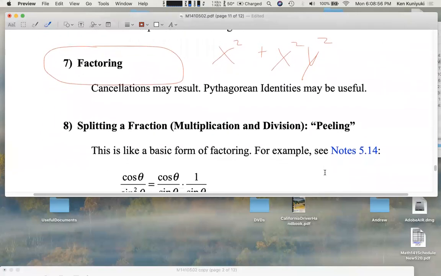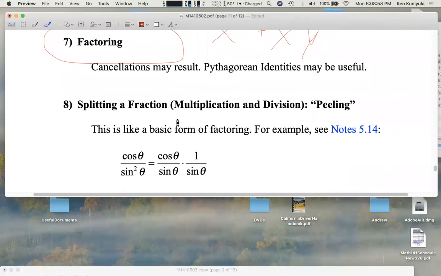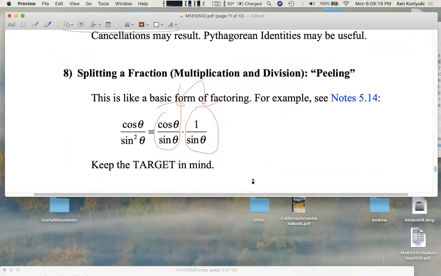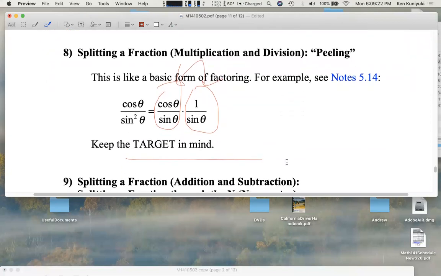Splitting a fraction. If you're doing it in the context of multiplication and division, we're thinking in terms of factoring or peeling. For example, and you do this a lot in calculus, cosine of theta over sine squared theta can be written as cosine of theta over sine of theta times 1 over sine of theta, where you're breaking apart the bottom. You could, of course, reverse the order. Again, keep the target in mind.